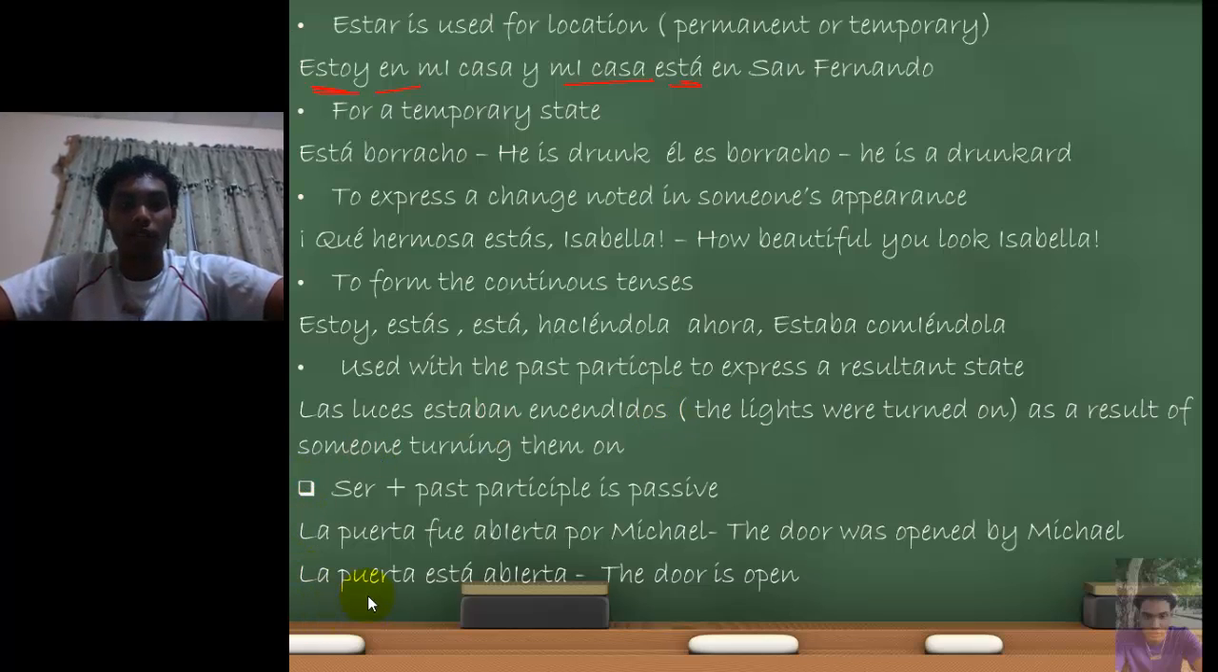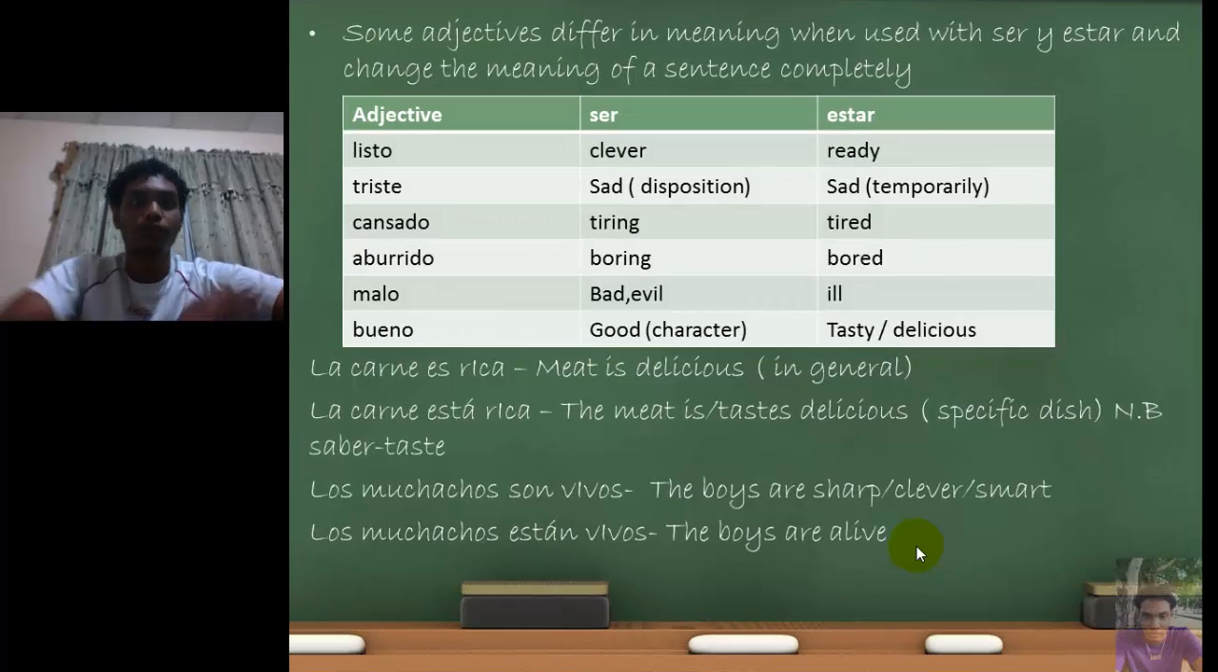Right? Please note you can also use this. La puerta fue abierta por Michael. The door was opened by Michael. La puerta está abierta. Right? So the door is open. It's describing the state. Right? As a result of Michael probably opening the door.